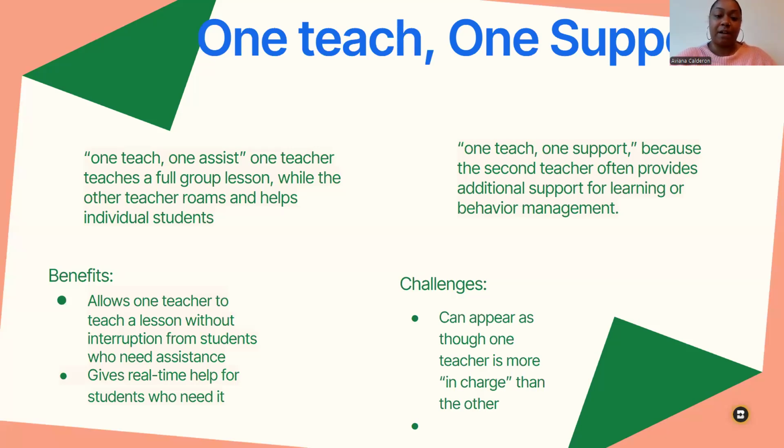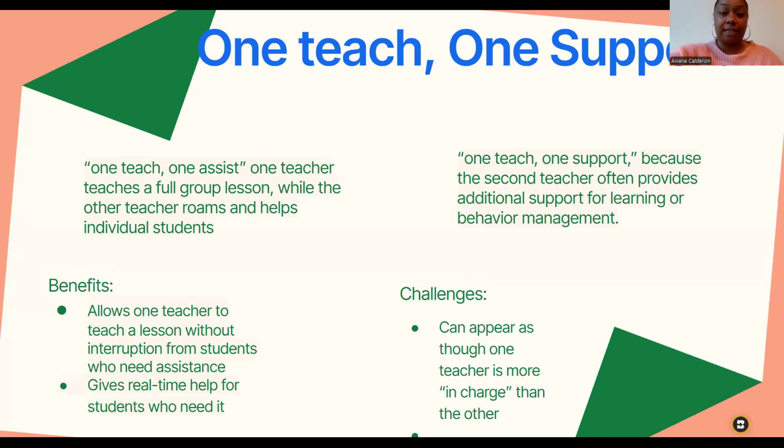The first co-teaching model, and I would have to say this model is also the most common that you'll see in a classroom, is one teach, one support. It's also known as one teach, one assist, and that is where one teacher teaches a full group lesson while the other teacher roams and helps individual students. Or it can be called one teach, one support because the second teacher often provides additional support for learning or behavior management. And this co-teaching model does have its benefits, but it also has its challenges.